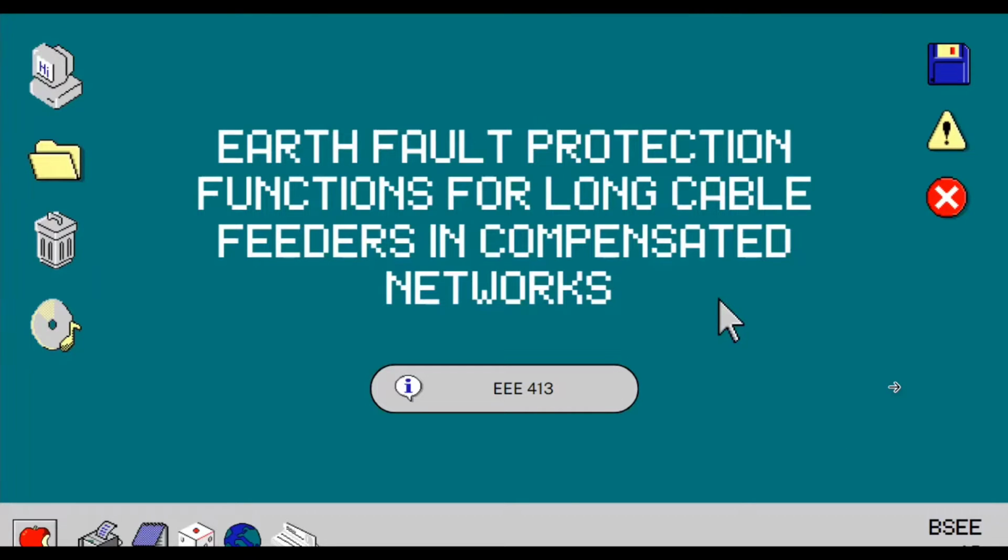So in this topic, a compensated medium voltage cable network. This network is compensated using inductances and earthing resistance in a parallel connection. This lesson will focus on the earth faults occurring in a feeder with a length of up to 65 kilometers.